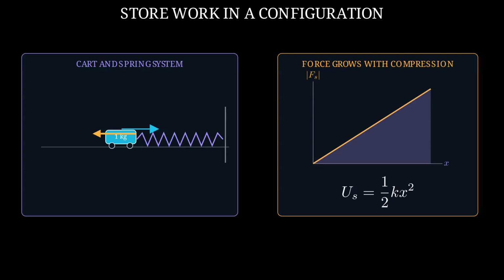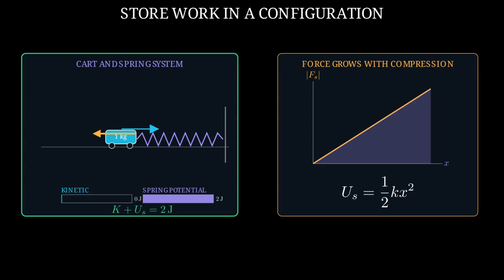Is that energy located inside the cart or inside the spring? The useful account belongs to the configuration of the selected cart-spring system. We call it elastic potential energy. The cart's position relative to the spring determines its value. At maximum compression, the cart's kinetic energy bar reaches 0 while the spring potential bar reaches the original total. Release the spring, and those bars exchange again. In this ideal undamped model, the spring returns the stored work as cart motion.